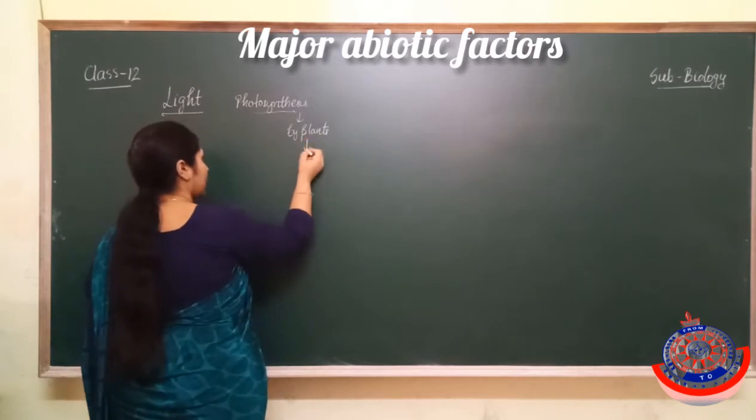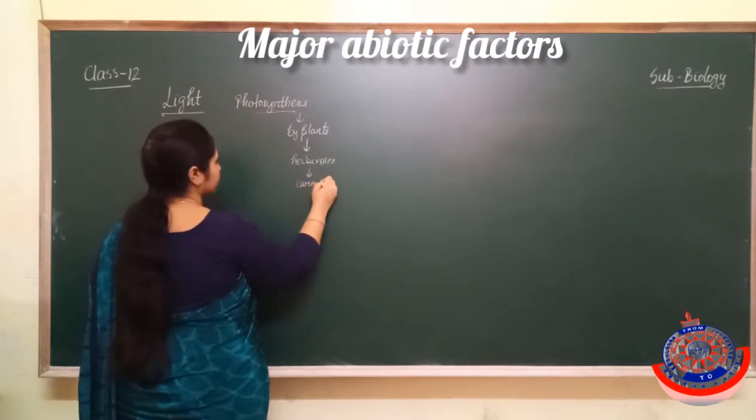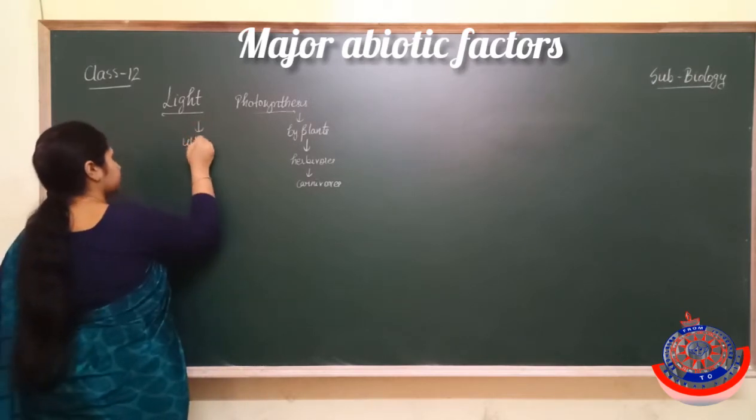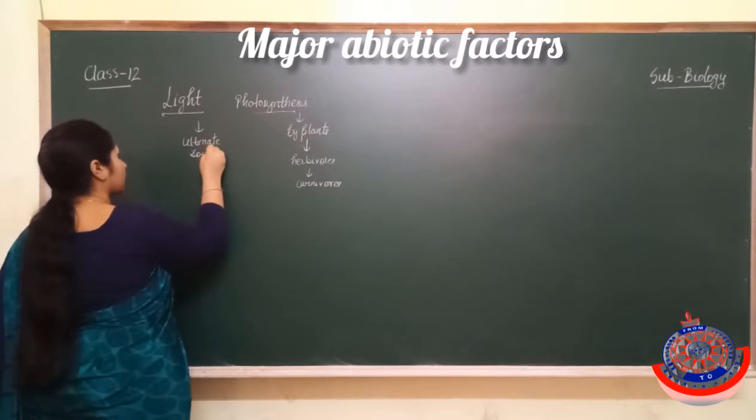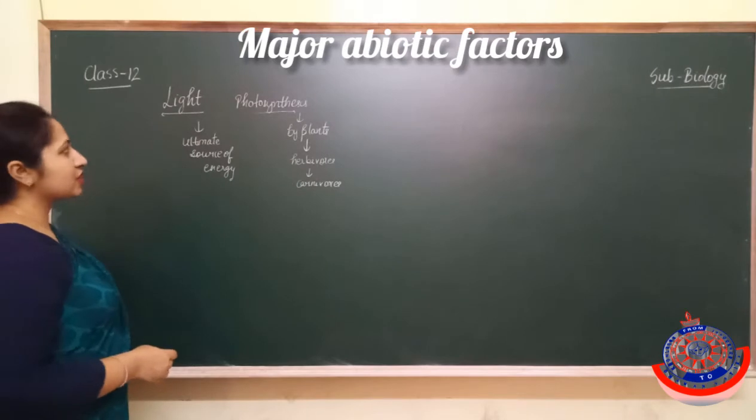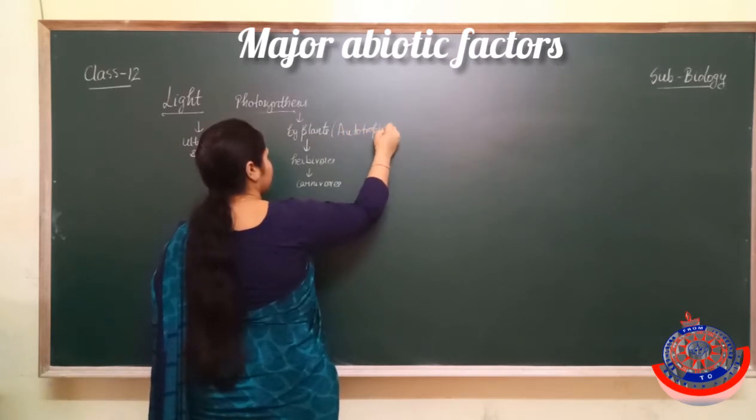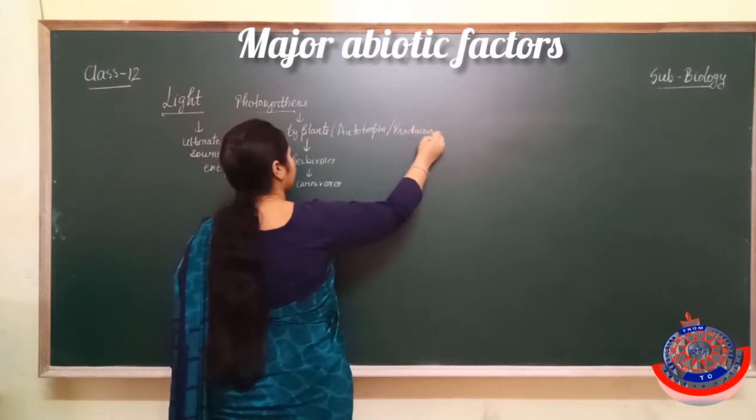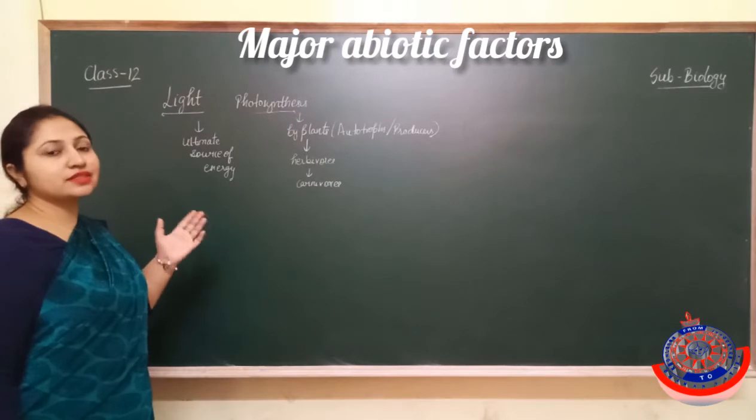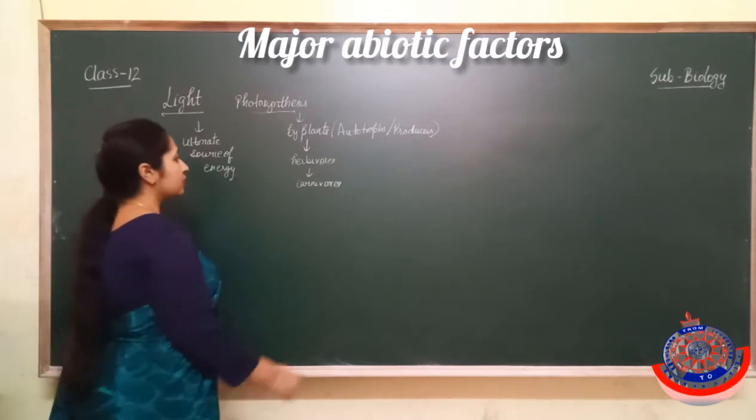And they are consumed by herbivores, then carnivores. It means that sunlight is the ultimate source of energy. Plants make use of sunlight for making food by photosynthesis, that's why they are known as autotrophs or producers. The other organisms depend upon the plants for their activities, as light energy is converted into chemical energy and then transferred from one trophic level to the next level.